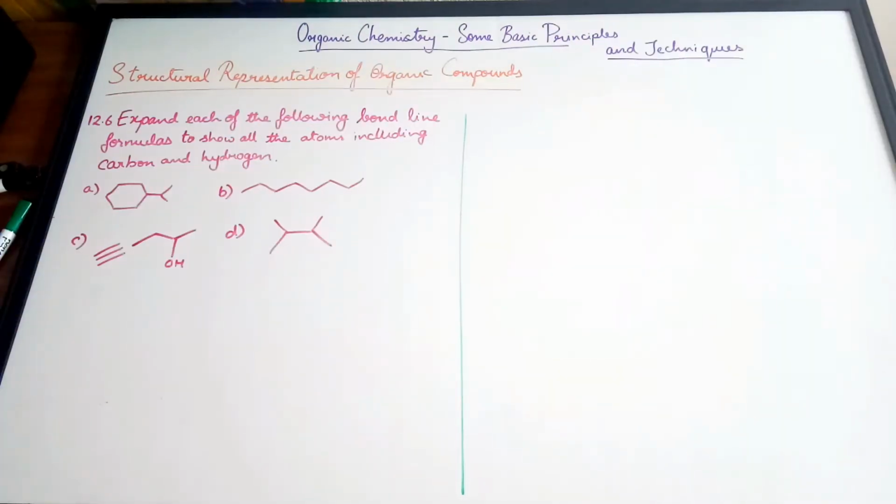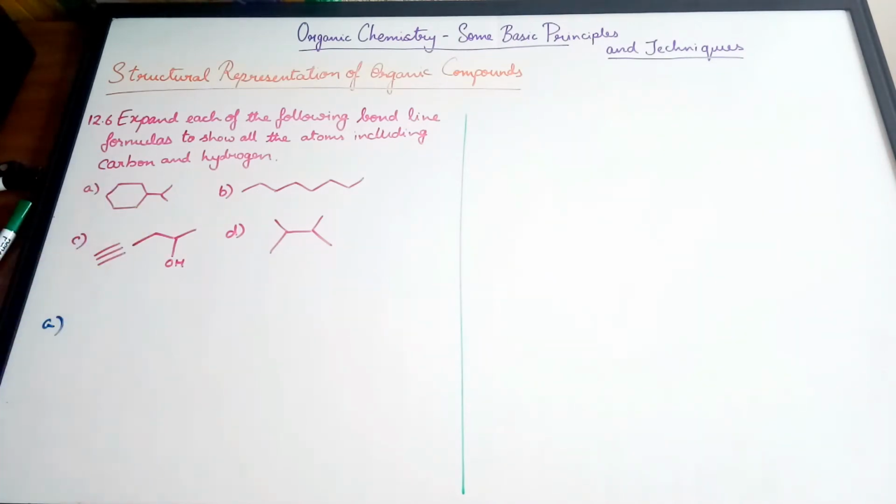Question 12.6. Expand each of the following bond line formulas to show all the atoms, including that of carbon as well as hydrogen. So we are asked to basically draw the structural formula. And in the structural formula, all the atoms and their bonds are visible. So let's start.